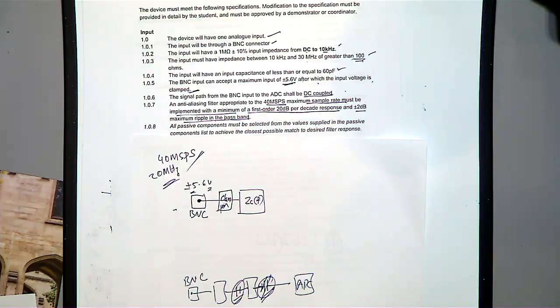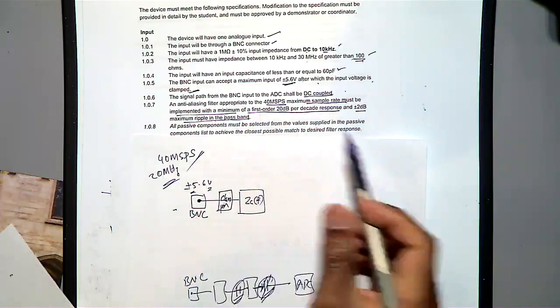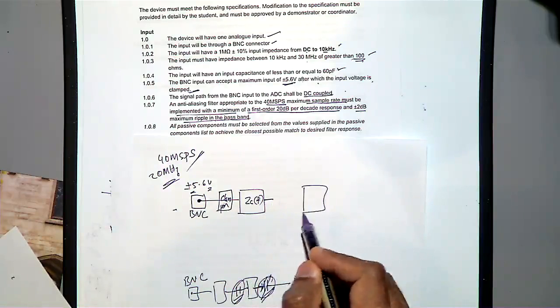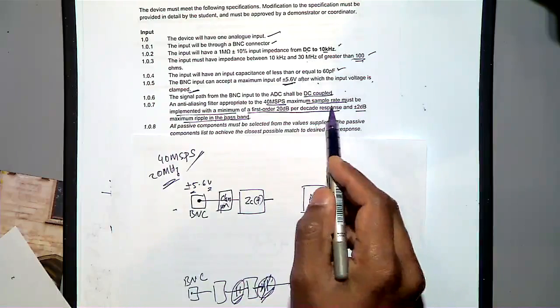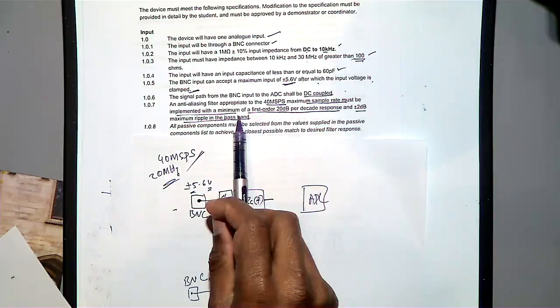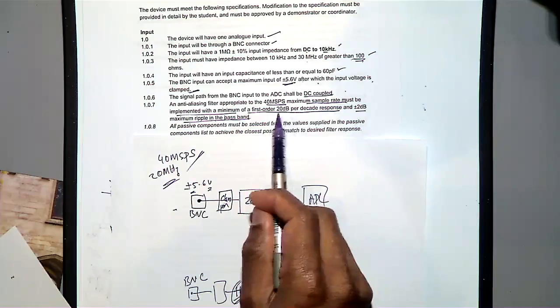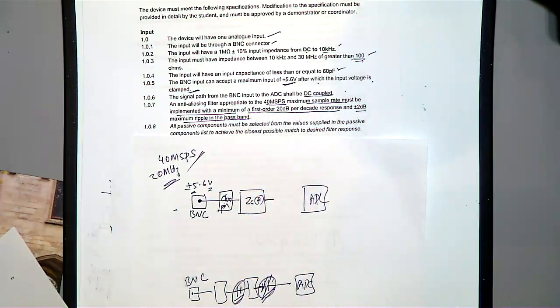But here in the specification, they already said you need an ADC. So you understand that after coming here, you need an ADC. It also says you need to implement a low pass filter with some specification, minus 20 dB per decade, first order. It says at least first order. First order means you can put an RC, and then you get a first order response. What is the RC pole? Minus 20 dB per decade.